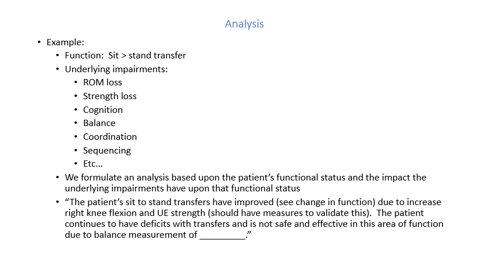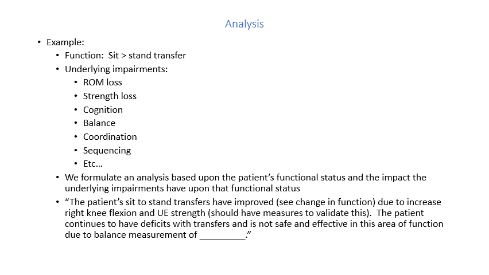We've got to prove this is true. Did they actually gain range? Do we have a measurement for it? Do they actually have improved strength? So this is the basis of analysis, comparing a function to underlying impairments, or maybe a single underlying impairment.